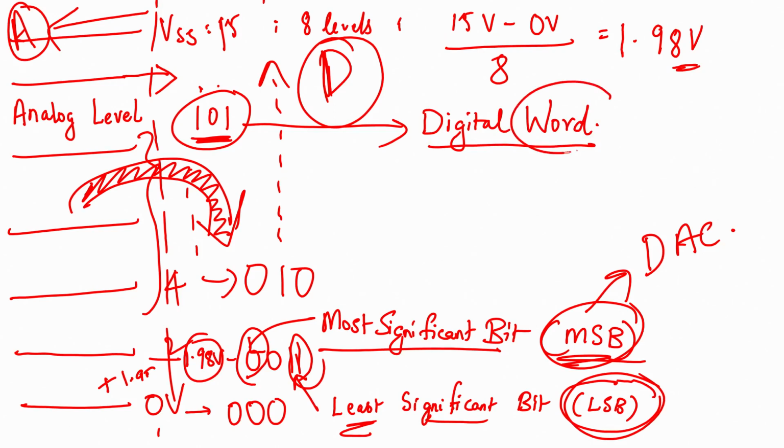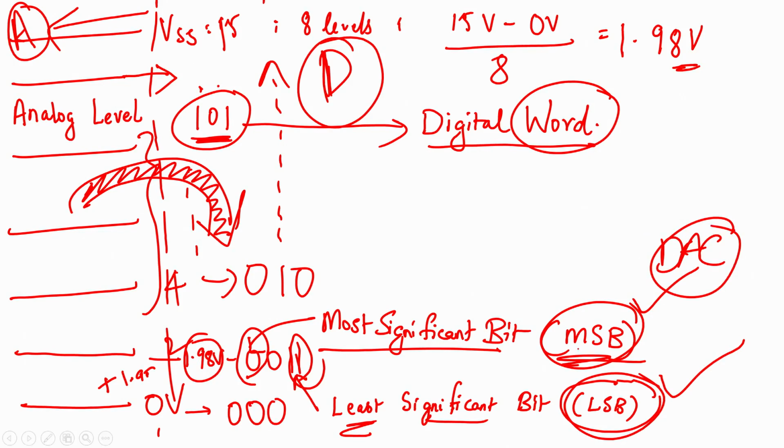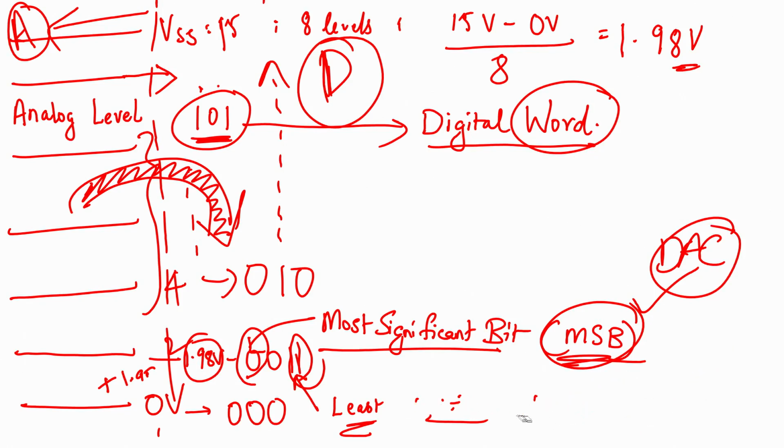Why is it called a digital word? Let us take your normal. So let me wipe it off. I will come back to what is MSB and LSB when I discuss digital to analog conversion. At that time it will become very clear to you why it is called MSB and LSB.